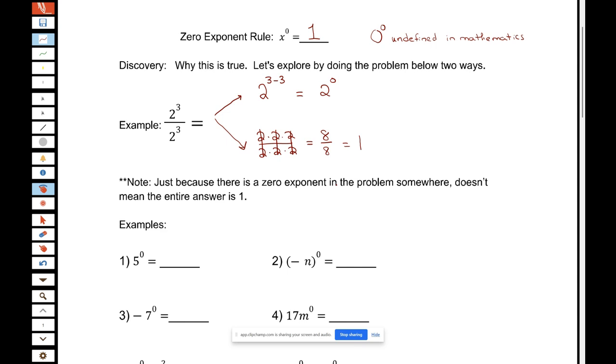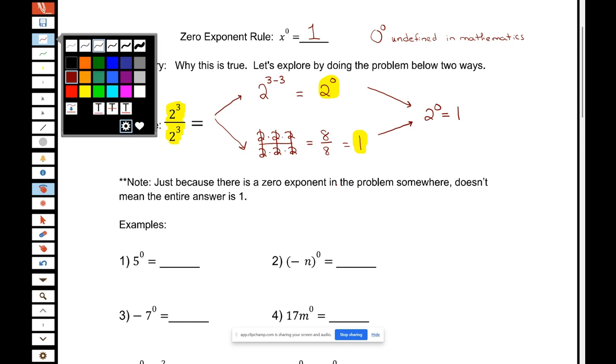So if 2 to the 0 is equal to 2 to the third over 2 to the third, and 1 is also equal to 2 to the third over 2 to the third, then that means that these two things, by being transitive, if they're both equal to the same thing, they have to be equal to each other. And you can do this with any base and any power, and the same result will happen.